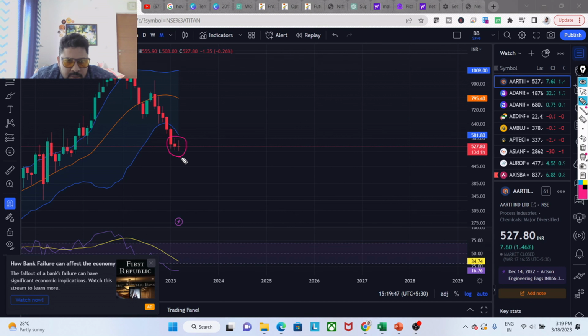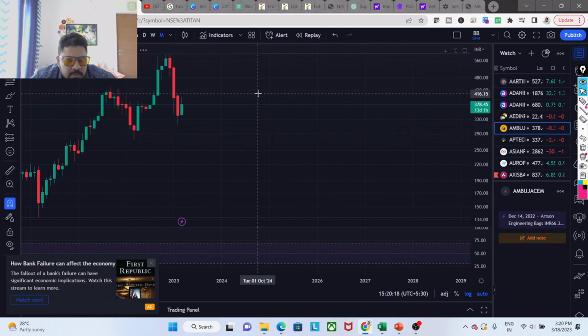The candle is closing below the lower Bollinger Band, but we need an entry candle, which is a green candle that can take the high of this candle. Then you can go for an investment in Aarti Industries. Okay, simple like this. So what are we going to do? We'll write down our rules or see some more examples so that it becomes clear to you.